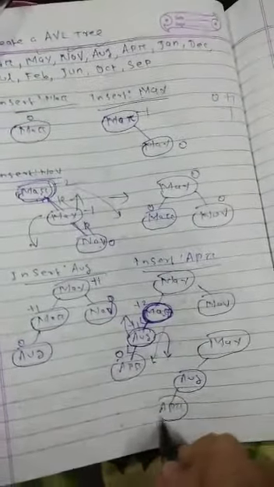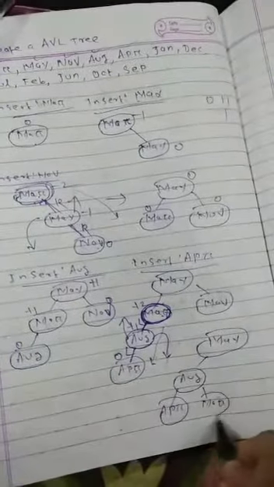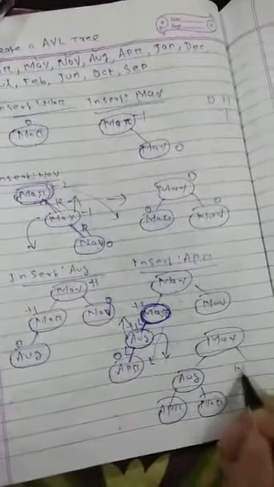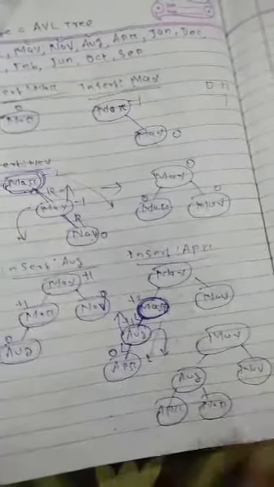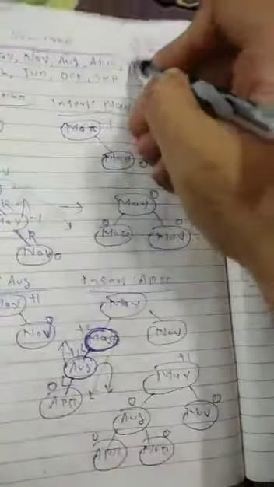Then April is here. Then this goes to the right side. March. Okay, next November. Then calculate the balance factor. Is it balanced or not? Okay, it is balanced. Next is after January insertion in the tree.